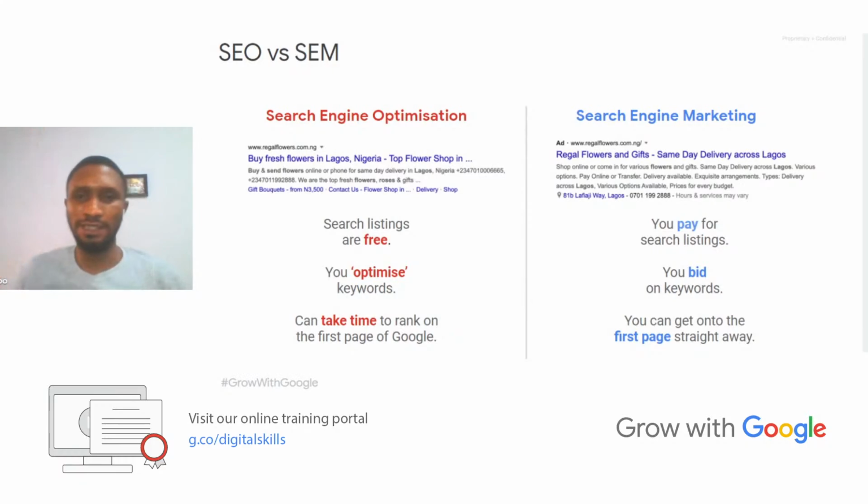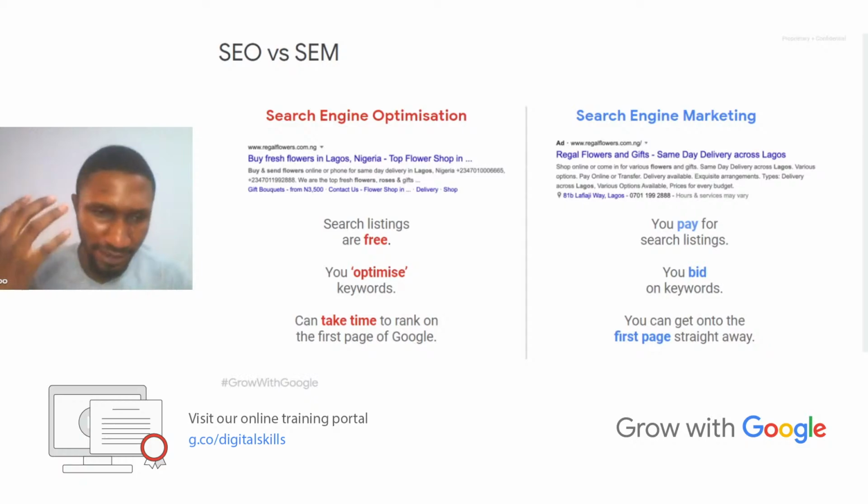When it comes to search engine marketing, it's just paying for search listing. You are paying to appear right there when someone is searching. So that's the basic difference. SEO, search engine optimization, is free. Search engine marketing, you are paying for search listing. And when it comes to search engine optimization, you are optimizing for keywords, not keyword stuffing. Remember, not going and making sure that you have that keyword in every sentence. You're just optimizing for keywords, and it could take some time.